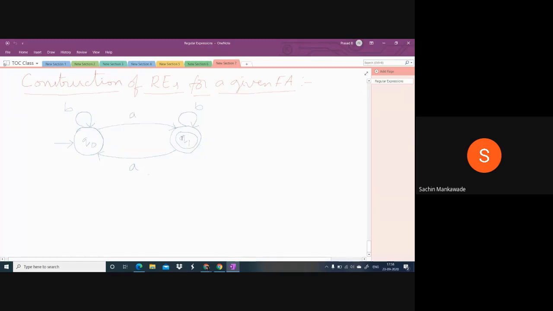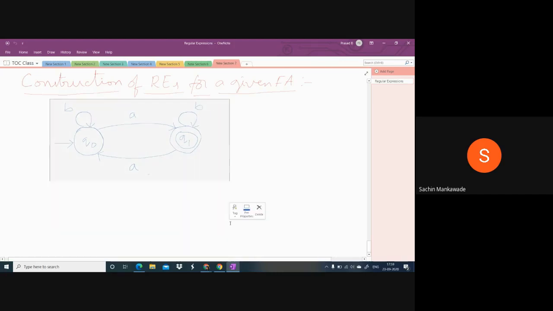For the first A, the machine goes to the final. For the second A, it comes back to the non-final. For the third A, final; fourth A, non-final; fifth A, final; sixth A, non-final; seventh A, final; eighth A, non-final; ninth A, final. Wherever it is, if B comes, it remains in the same state, either Q0 or Q1. Only on A does the machine change state. So the first A, third A, fifth A, seventh A, ninth A go to the final.